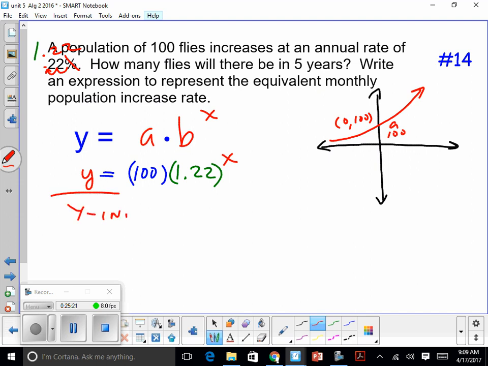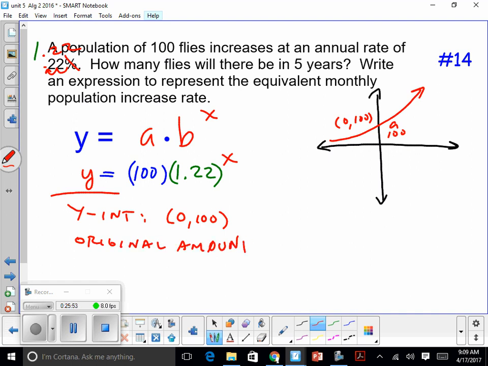100. Someone different say what it means. They're going to say, what does it mean in this context? Original amount of flies. If you just put "original amount," I will have to question mark it and send it back. Original amount of flies in this case.